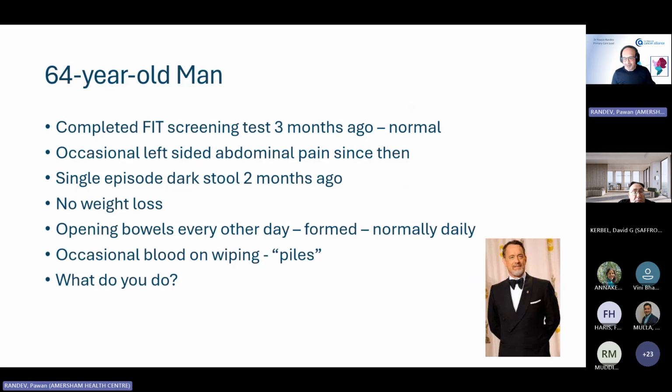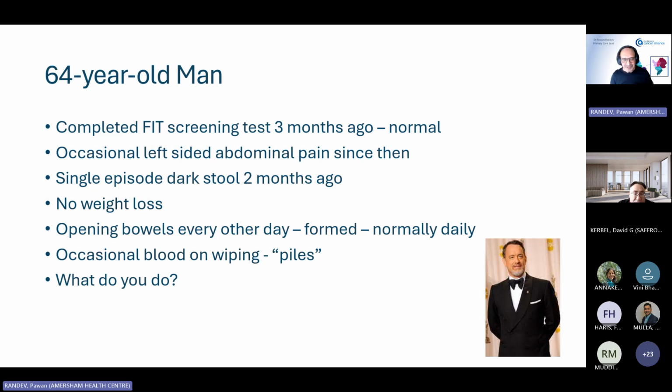So I use my Tom Hanks example, and I only chose Tom Hanks because most people have recognised him. Let's imagine that Tom Hanks is 64 years old, ready to go up and receive an Oscar. And he comes to see you. And he tells you in your surgery, look, I completed my FIT test 3 months ago. It's completely fine. I've had a bit of tummy pain since then. Had a bit of a dark poo a couple of months ago. Haven't noticed any blood. Those bloody piles are playing up a bit, and every now and again there's a little bit of blood. Nothing else has changed. So what do you do?